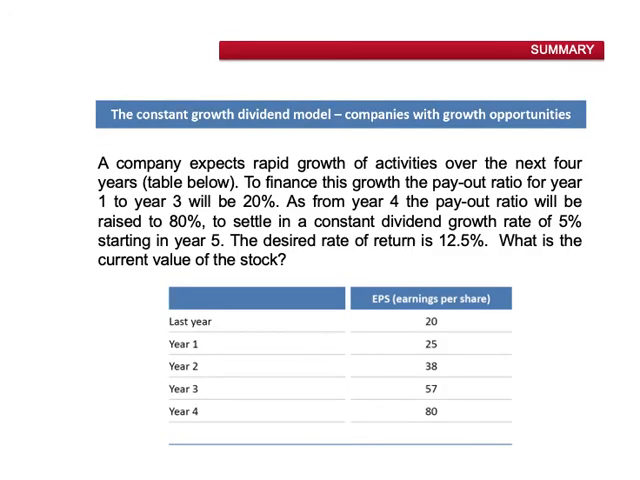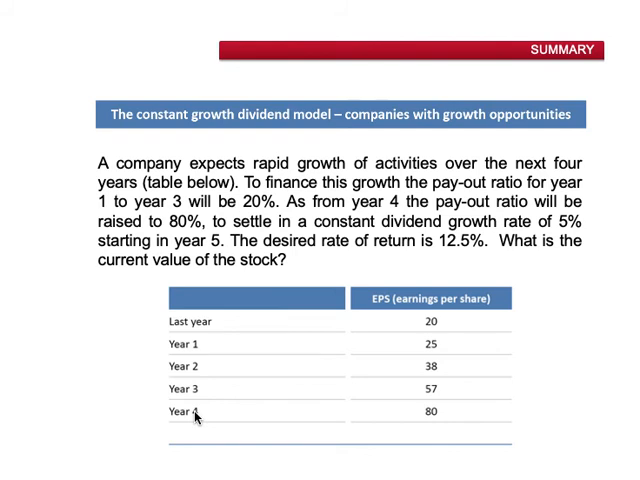Let's have a look at the last example. A company expects a rapid growth of activities over the next 4 years. So this is last year, this is year 1 until year 4 with the earnings per share. To finance this growth, the payout ratio for year 1 to year 3 will be 20%. Okay, 20% payout ratio. As from year 4, the payout ratio will be raised to 80%.